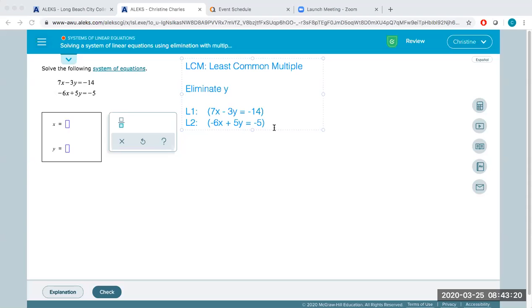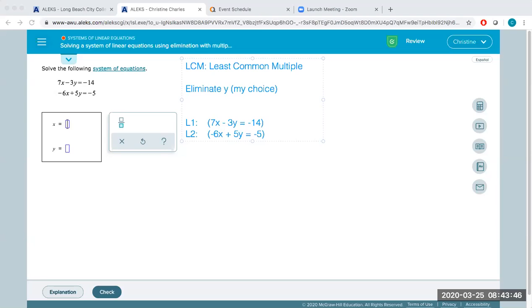Part of the reason for that is, look at these numbers. The LCM between 3 and 5 will be lower than the LCM between 7 and 6. So you're going to be working with lower numbers throughout the problem, which is typically a bit easier. So I'm going to eliminate y. I'm going to emphasize that's my choice. I could eliminate x if I wanted.